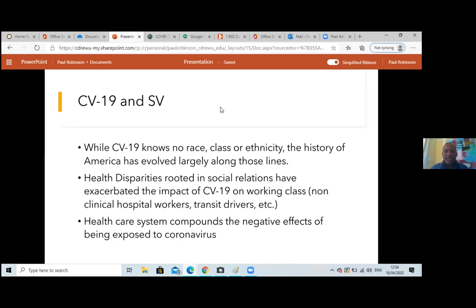So to summarize it, while COVID-19 has no race, class, or ethnicity, it knows no race, the history of the US has evolved mainly along those lines, right? And so when you look in most parts of the country, you see those fault lines where things have been segregated by race, where the healthcare system hasn't provided equally. You see coronavirus in those areas, right? Health disparities are rooted in social relations, and they've been exacerbated by COVID-19, right?